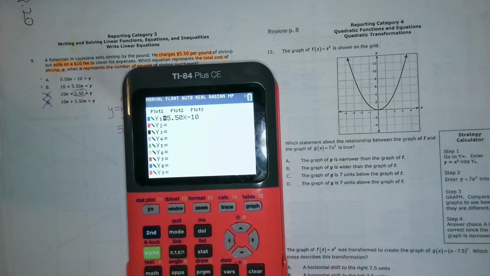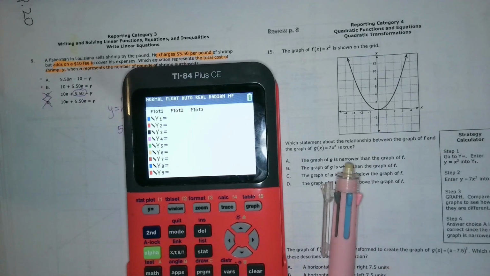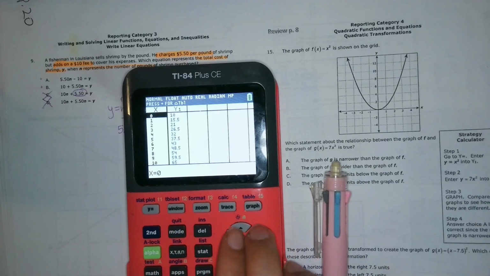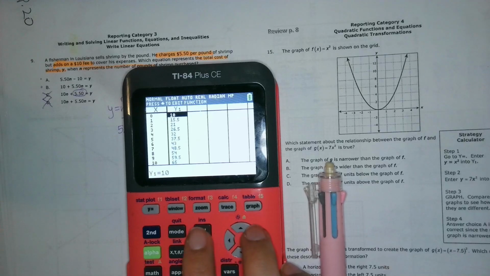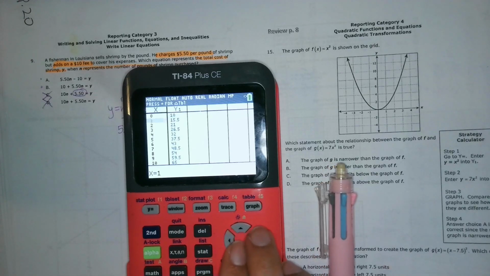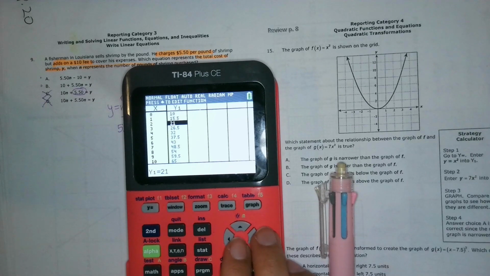Let's check B though just to check our work. If you clear it, you have 10 plus 5.50x. Then I do second graph to check that table. 0 pounds is 10. Okay, so a $10 fee to cover his expenses. 1 pound of shrimp turns into $15.50. 2 pounds of shrimp turns into 21. This starts to make more sense that yes, I am going to pay more for the more shrimp I buy.